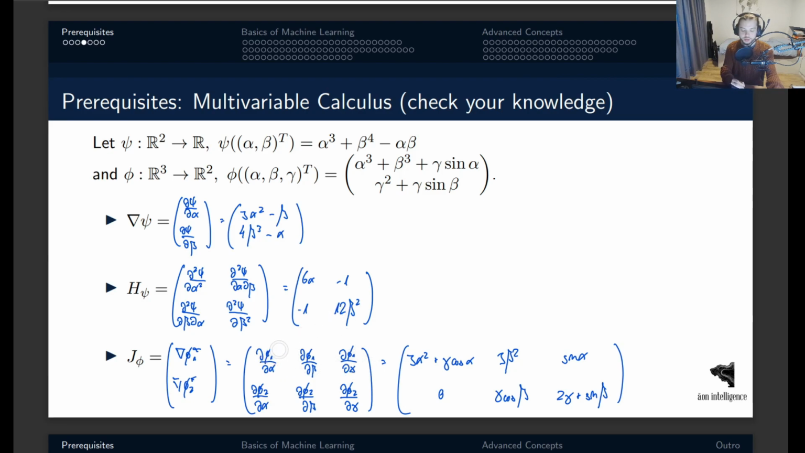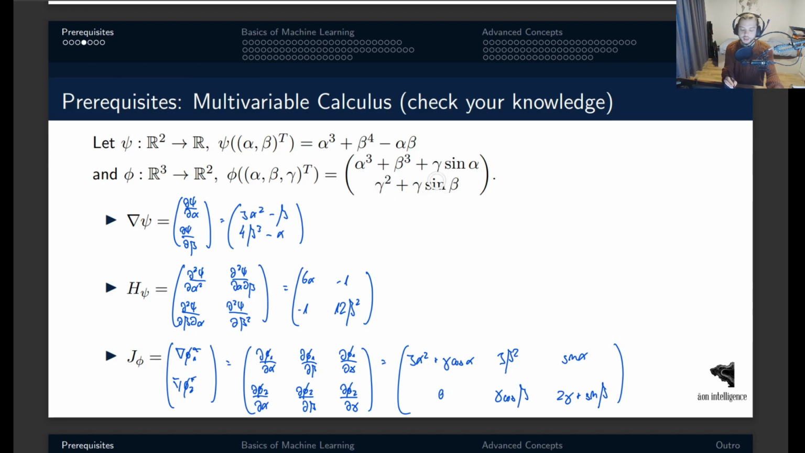So we take the first entry of phi and find the partial derivative of that with respect to alpha, beta, and gamma. And we take the partial derivative of this function with respect to alpha first. And this will be 3 alpha to the power of 2 plus gamma times the cosine of alpha. And this is the first entry. Then we differentiate this function with respect to beta. And we are left with 3 beta to the power of 2. And this is it. And finally, we differentiate this function with respect to gamma. And we see that this will be just sine of alpha.